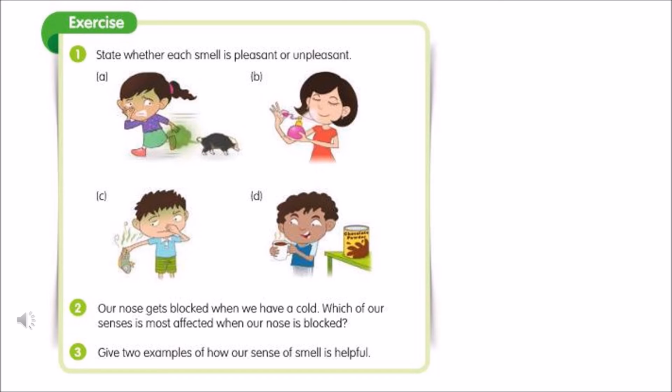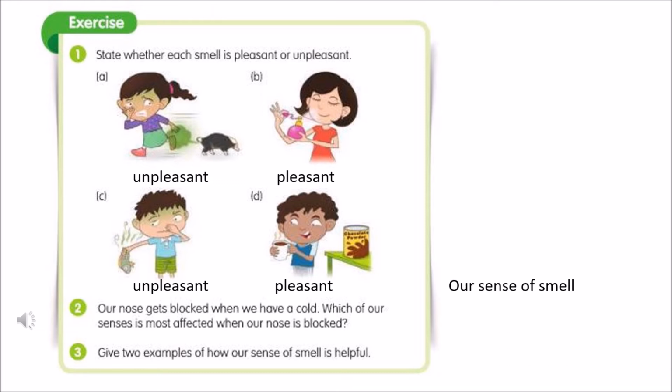Number 1, A is unpleasant, B is pleasant, C is unpleasant, and D is pleasant. Number 2, our sense of smell is most affected when we have a cold. Number 3, our sense of smell lets us know if food is spoiled.